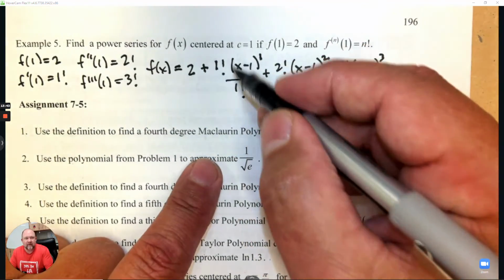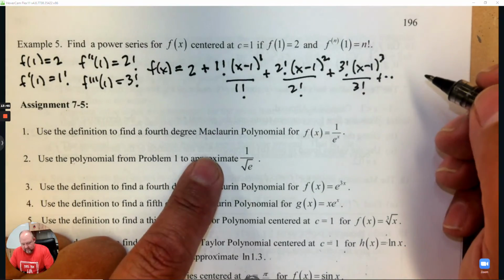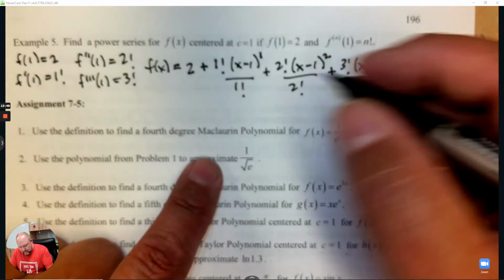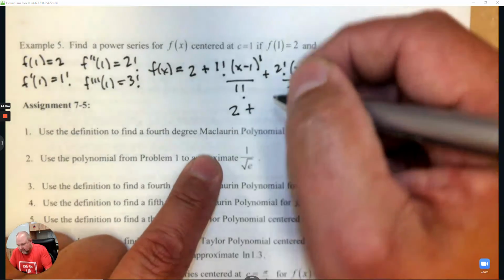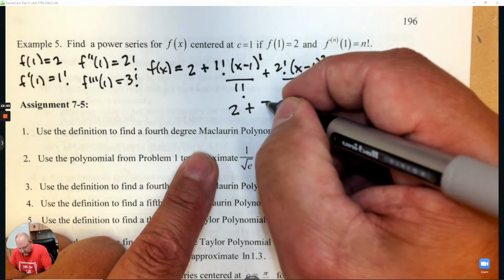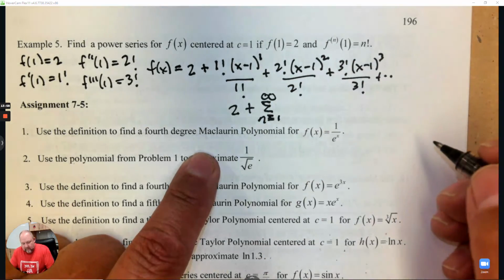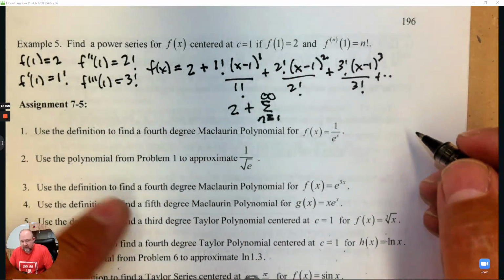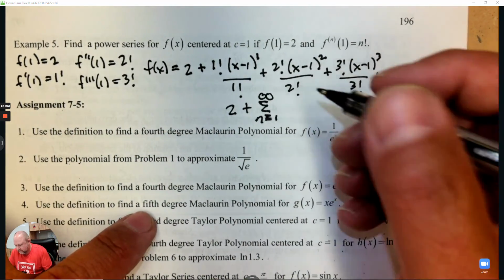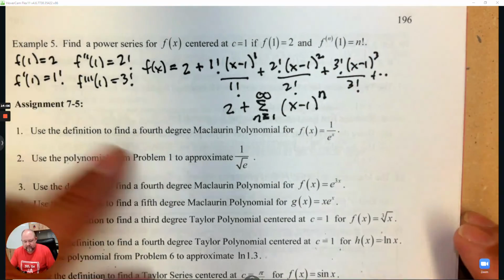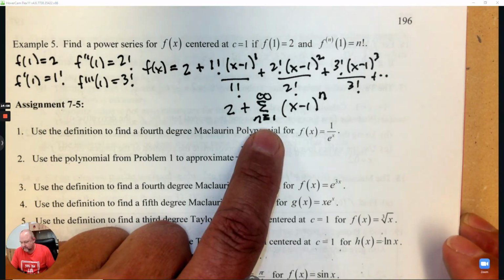And so you can see these cross out. And then what you're left with is, we started with 2, and then it's just x minus 1 to the n. And that's it.